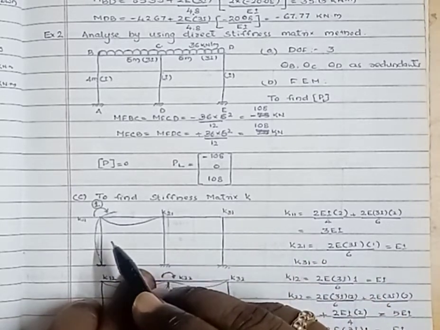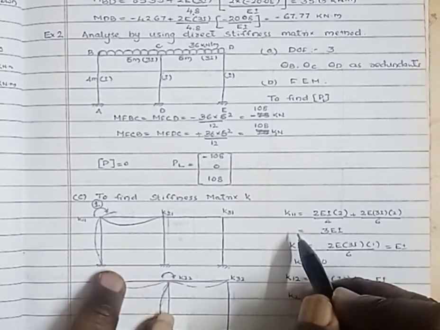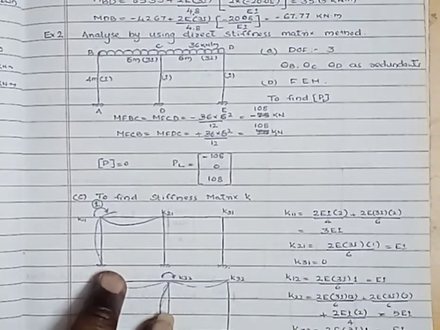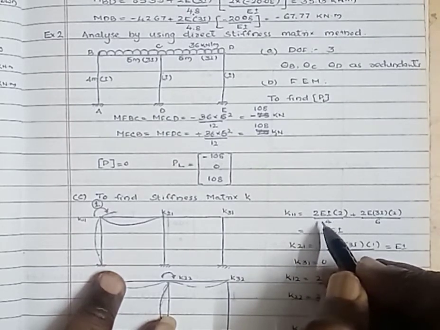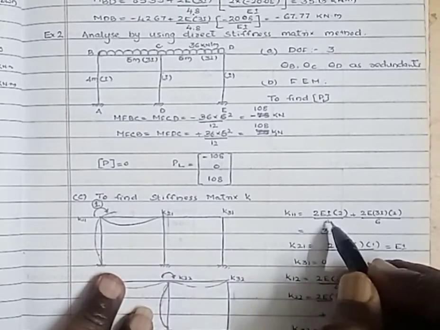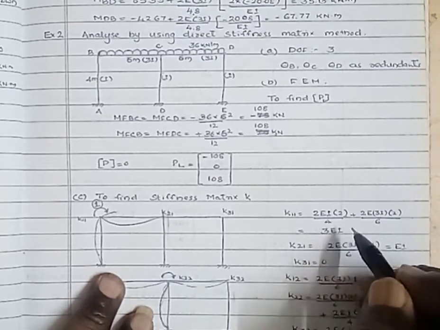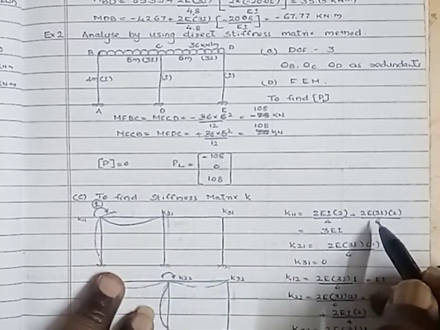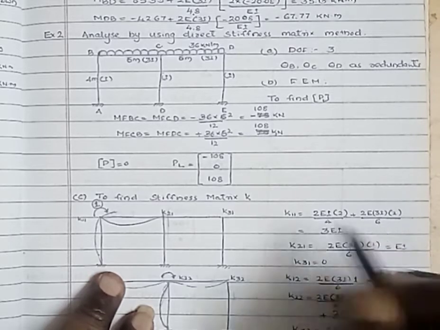Hence, first we have to calculate K11, that is the stiffness element at 1 due to the unit rotation applied at 1. Here two spans are connected, one is AB, one is BC. Then the summation of KBA plus KBC. In span BA, this one is the near end, 4EI by L. For span BA the moment of inertia is I, that is 4EI by 4. For span BC, the moment of inertia is 3I, that is 4E into 3I by L, that is 6 meter.